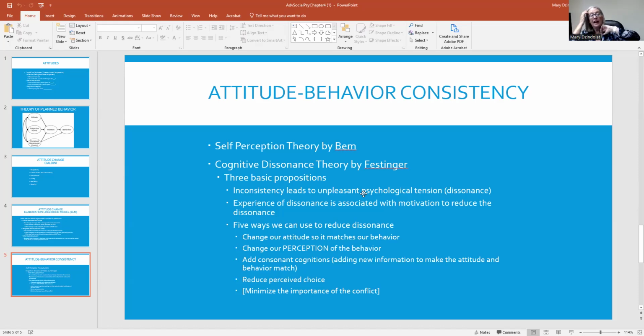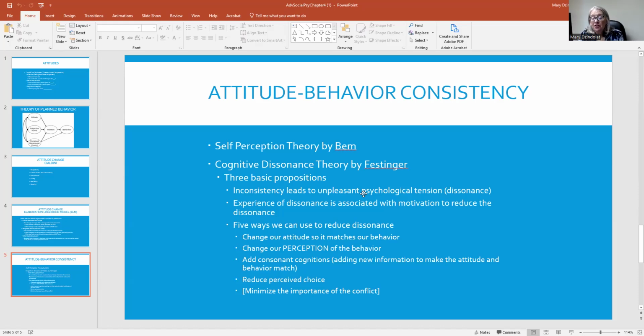So if you could change the behavior, then you wouldn't have been in dissonance in the first place, and this theory wouldn't even apply. Does that make sense? So you've already done the behavior that's inconsistent with your attitude. One thing you can do is change the perception of the behavior to make it seem more in line.